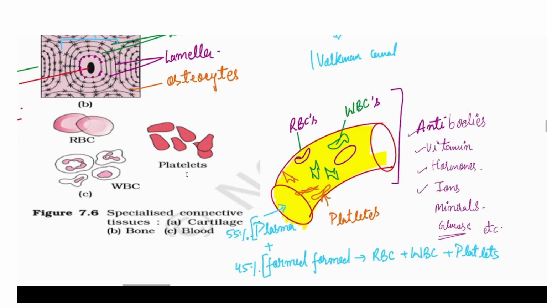Now the next part will be the muscular tissues, and we will cover it in one session only. After that we will cover the neural tissues, and then the chapter will be completed. The frog and the cockroach we will take separately. I hope this will help you a lot.